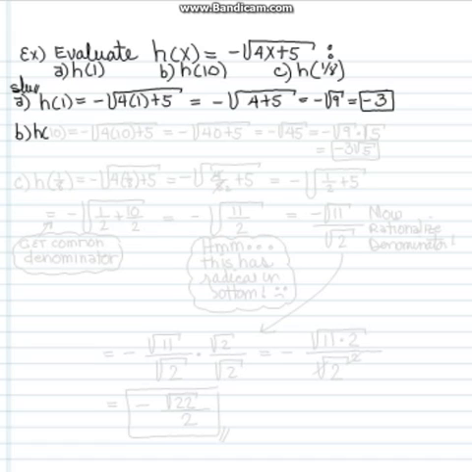You'll notice that the negative sign was just a hitchhiker on the outside. It had nothing to do with the problem. It just came along every step of the way. It was out in the front. Now we're going to evaluate h of 10.